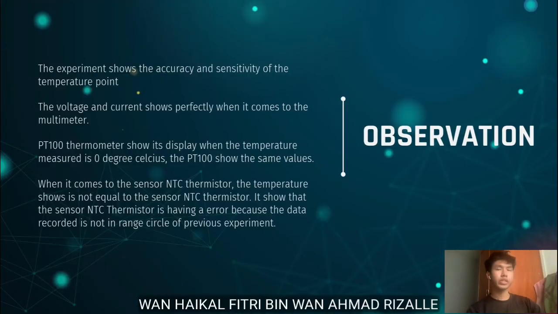Next, moving on to observation. The experiment shows the accuracy and sensitivity of the temperature point. The voltage and current show perfectly on the multimeter. The PT100 thermometer displays when the temperature measured is 0 degrees Celsius. The PT100 shows the same values. When it comes to the NTC thermistor sensor, the temperature shown is not equal. It shows that the NTC thermistor sensor has an error because the data recorded is not in range of the previous experiment.